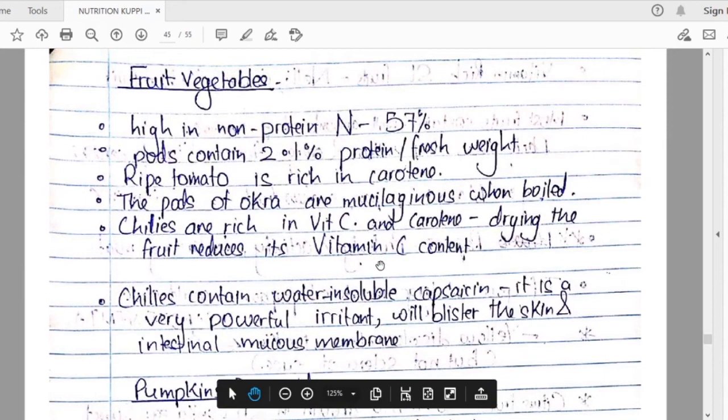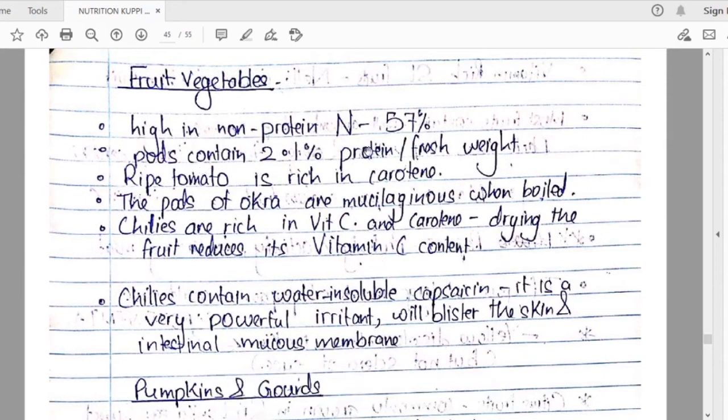Fruit vegetables, meaning tomatoes, brinjals and chilies, are high in non-protein nitrogen. Pods contain 2.1% protein in fresh weight. If we take 100 grams of fruit vegetables, we get 2.1 grams of protein.